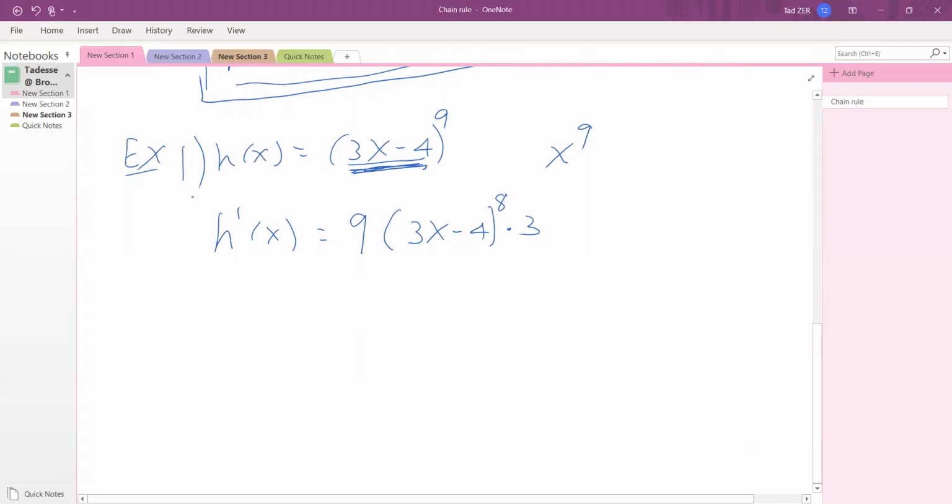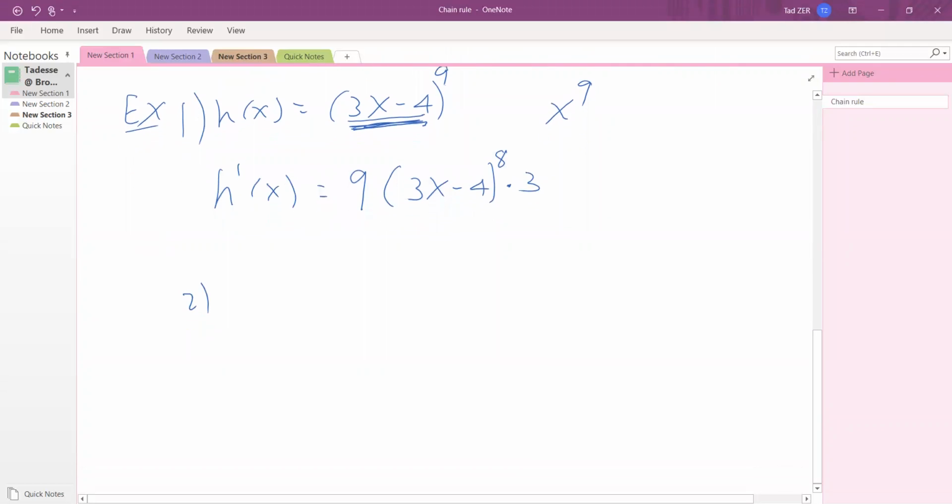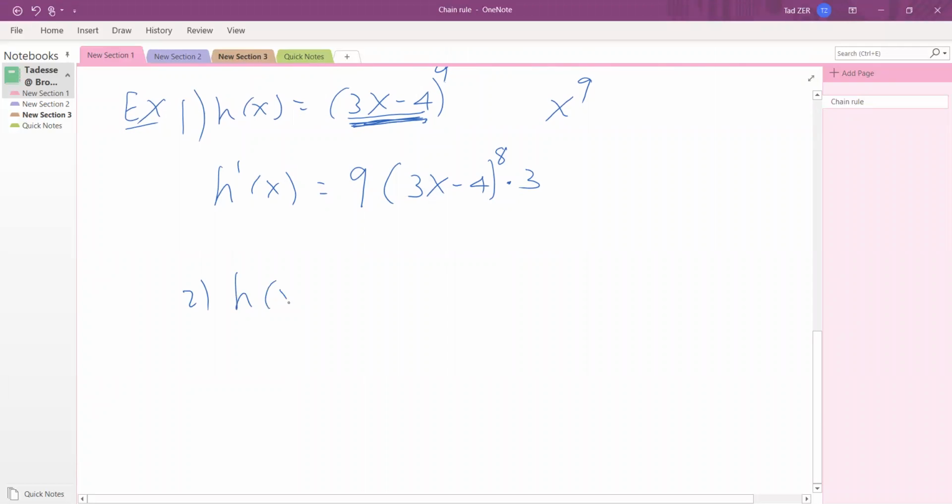Let's see another example. What if I have h of x equal to e to the power of any function g of x? Again, this is a composition. What are the components? The outer function, which we called f of x in the previous definition, is e to the x, and the inner function is whatever you have here, g of x.